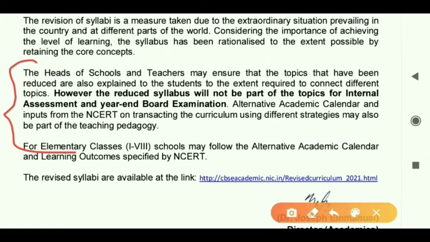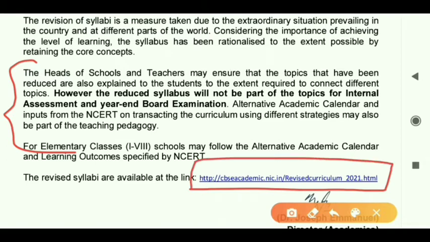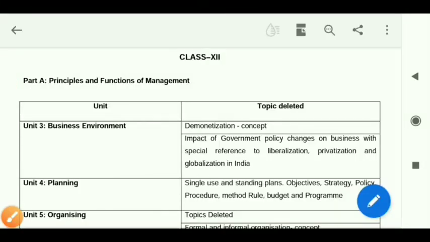Now, here is the link from which I downloaded the deleted portion PDF. I will put this link in the description box so that in case you also want to download it on your own, or rather I will only upload the PDF in my description box. You can directly go there and download it. Now let's come to the PDF where we get to know the topics that are actually deleted. So this is basically the deleted portions PDF that we are going to look into.